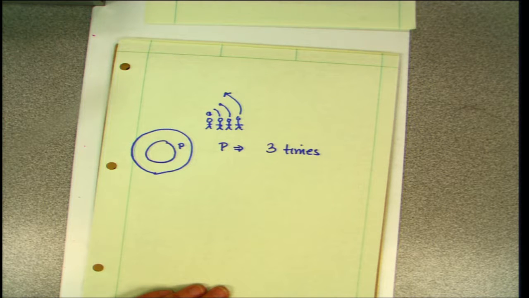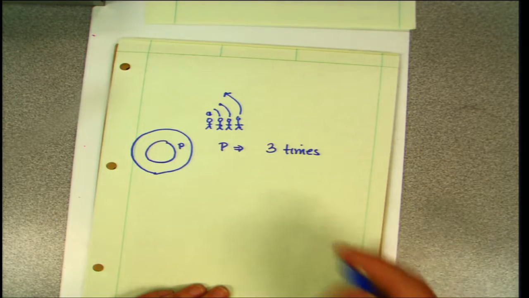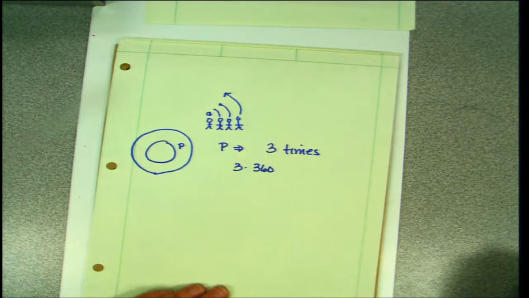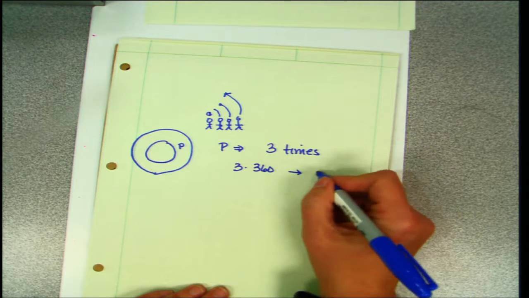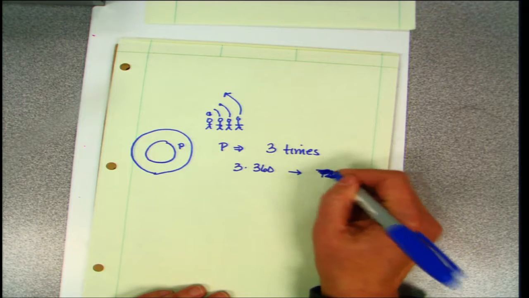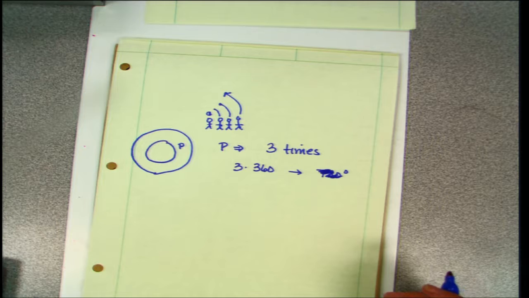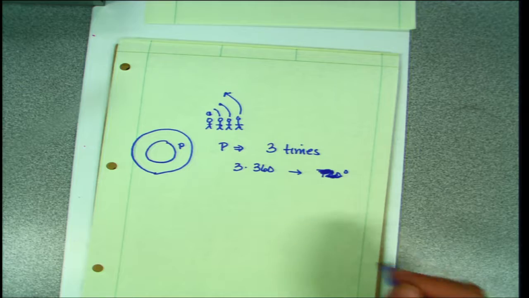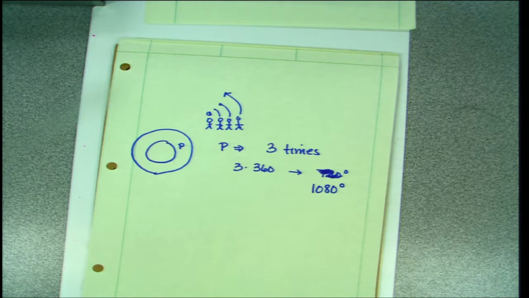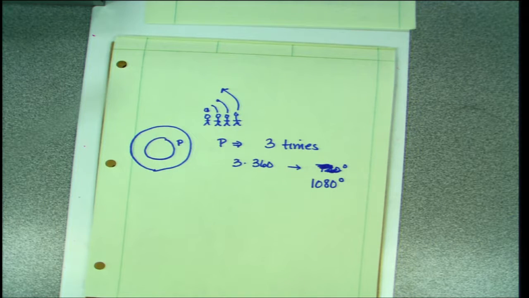No, that's not right. 3 times 360 is not 720. That's 2 times 360. 3 times 360 is 1,080 degrees. So if I do 3 times 360, that's what I'm going to get. We know that. But the next question is, how many radians? That's going to be a little easier because it's 3 times 2 pi. It's going to end up being 6 pi.